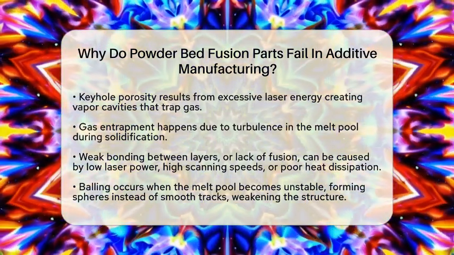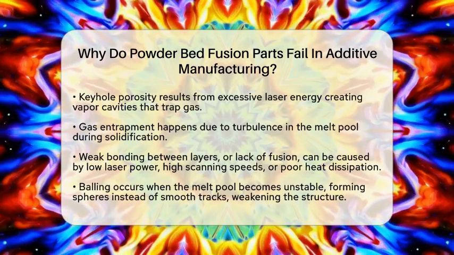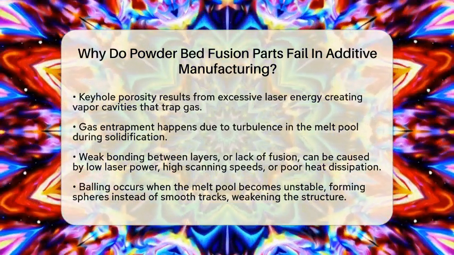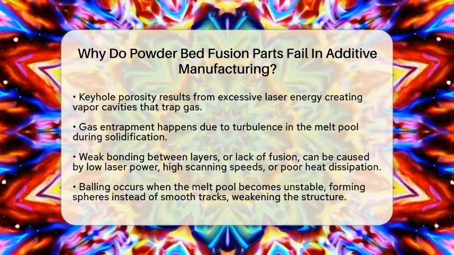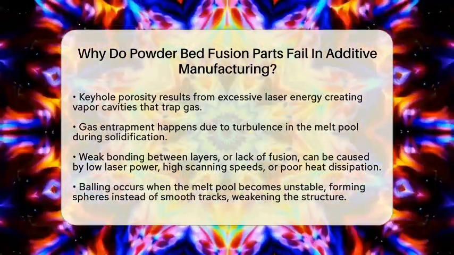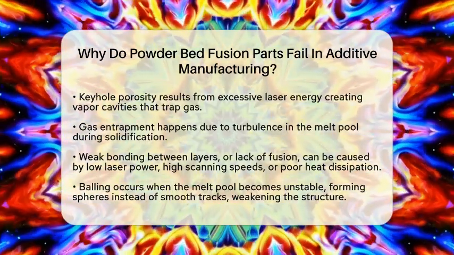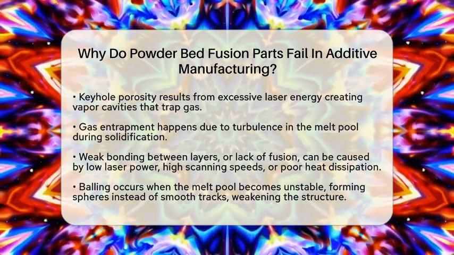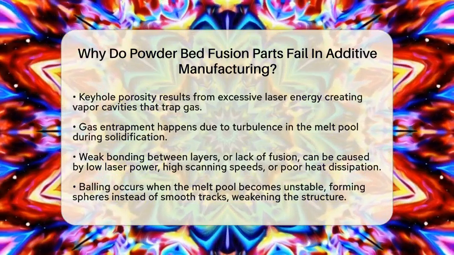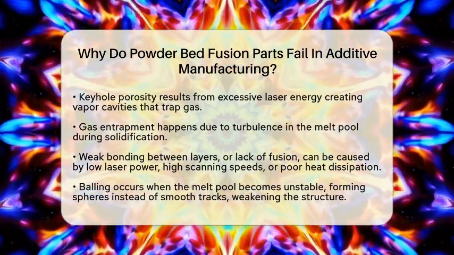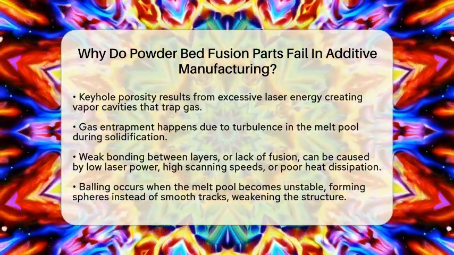Lack of fusion is a specific problem where layers don't bond properly. It happens if the laser power is too low or the scanning speed is too fast. Poor heat dissipation can also cause incomplete melting. Sometimes, oxide layers on powder particles prevent proper bonding, creating weak points. These weak spots reduce the part's strength and make cracks more likely to form.